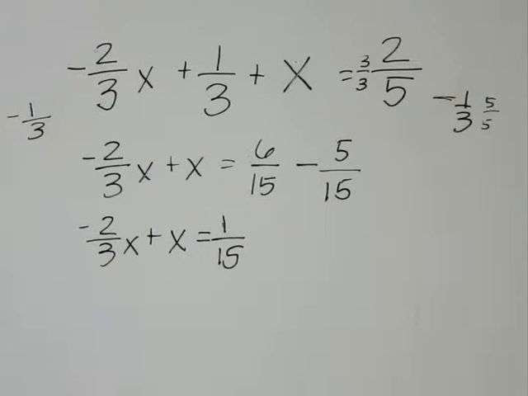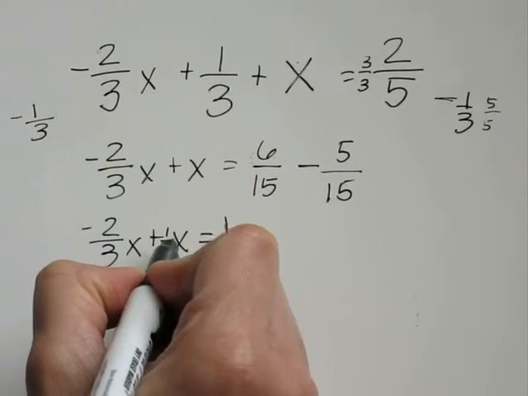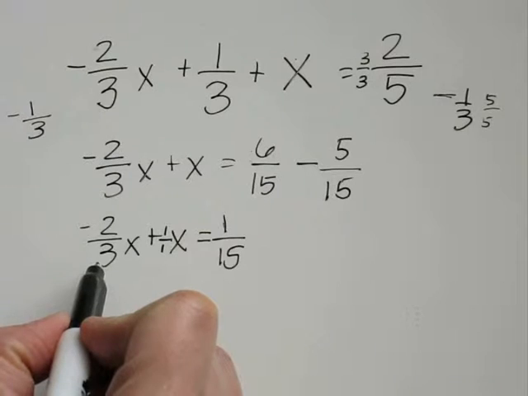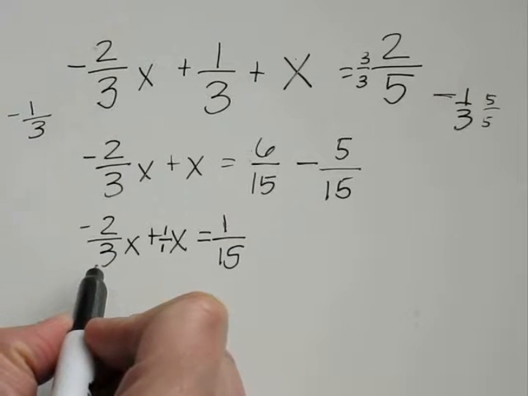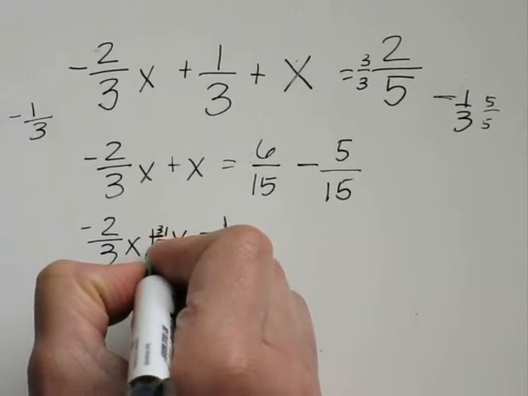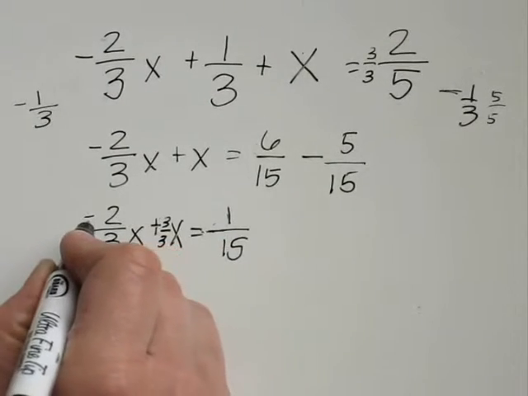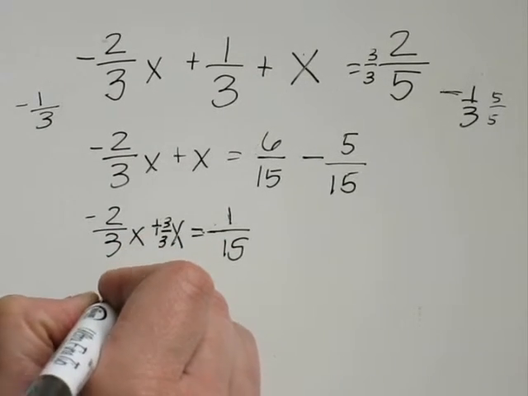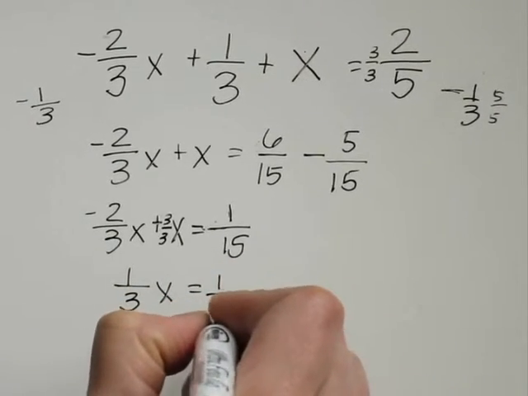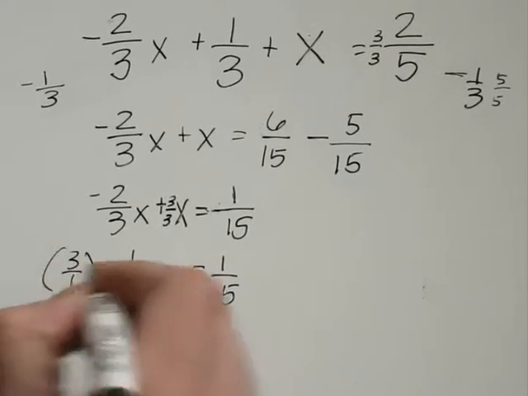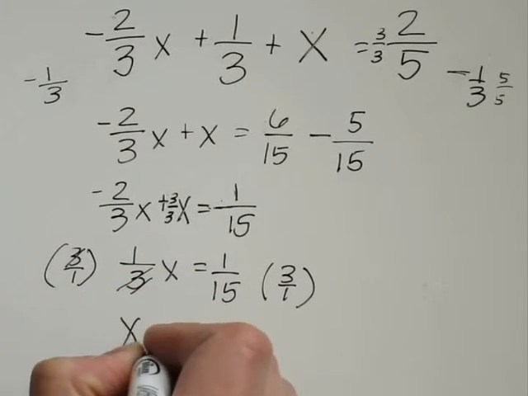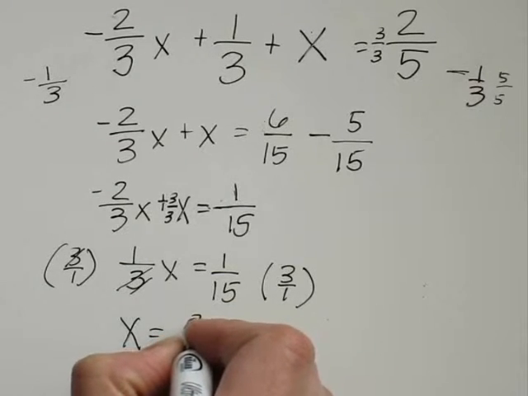Now I'm going to add the coefficients of x. This is the equivalent of 1 over 1x. Now, since I'm doing a fraction, I have to have that common denominator, which in this case will be 3. So I'll have to take 3 over 3 times x. So negative 2 plus 3 will be 1. So I'll have 1/3 x equals 1 over 15. Take 3 over 1 times each side. So my 3's will cancel out, leaving me with x equals 1 times 3 is 3.